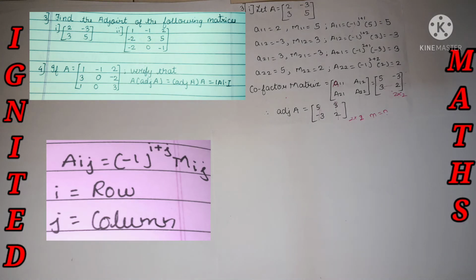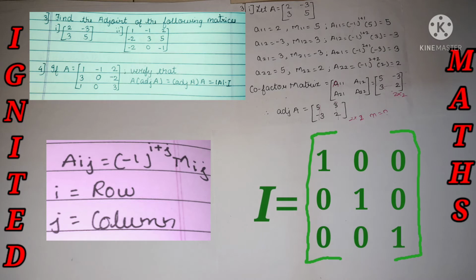And the RHS value they have given us is I. I is nothing but the identity matrix, the unit matrix. I'll mention it all on either side so that we can understand it. We need to prove it.